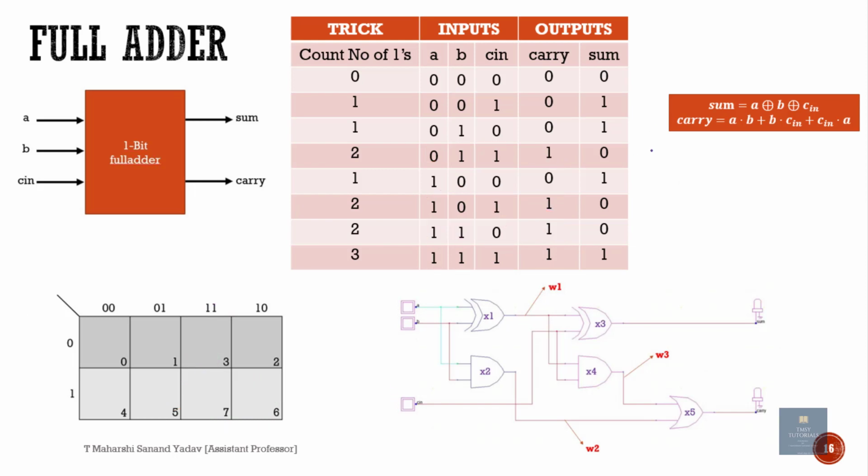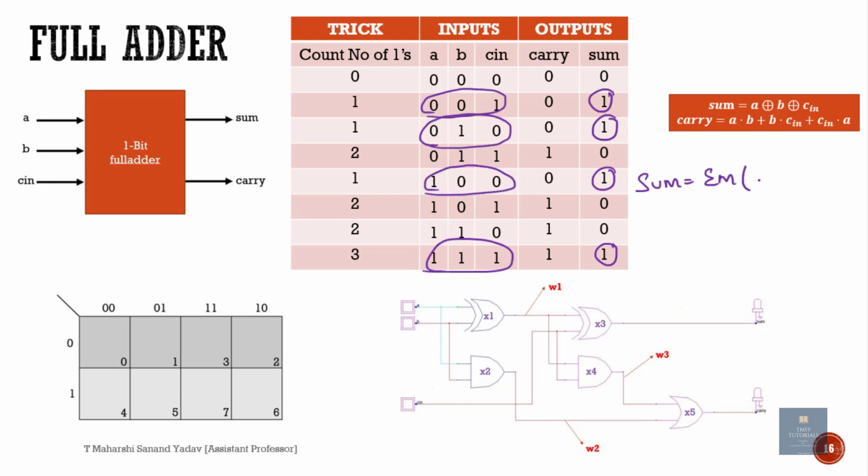Now let us write the minterms for sum. Sum is equal to sum of minterms. Check the position where it is 1. The minterms are 1, 2, 4 and 7. Inputs are A, B, this is Cin. Here grouping is not possible, so everything should be written individually.